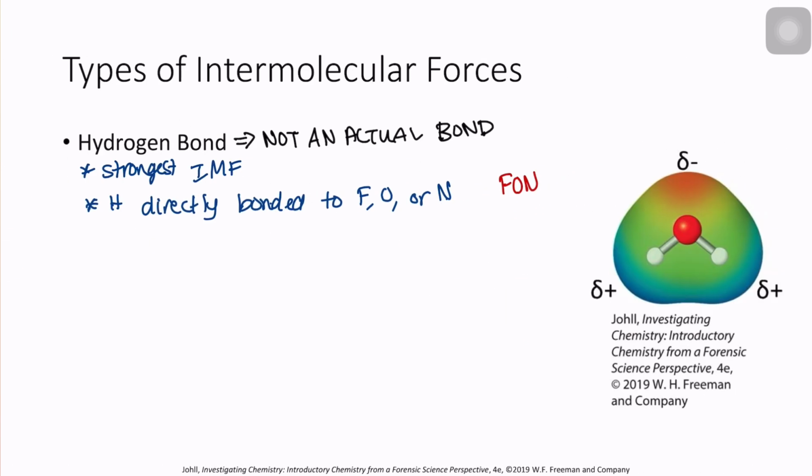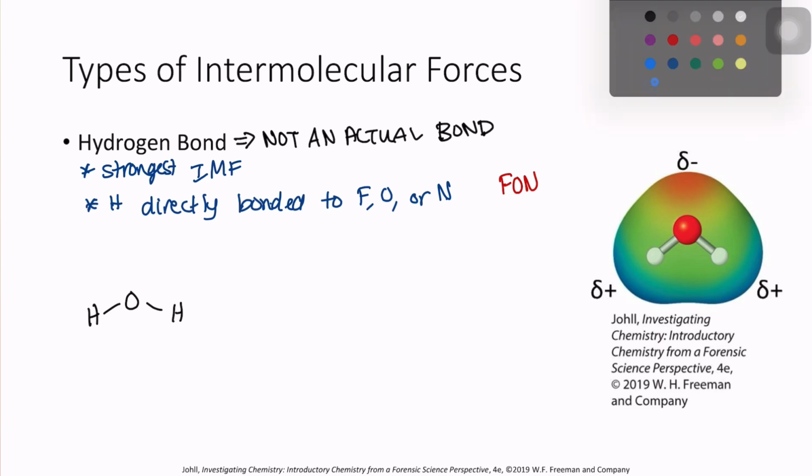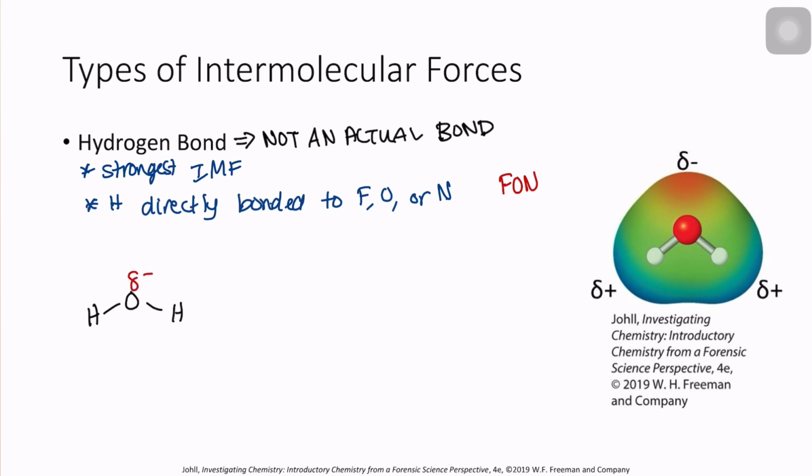Water is a great example of a molecule that has hydrogen bonding because you have a hydrogen directly bonded to the oxygen. So that means the partially negative side of my oxygen is going to be even more partially negative compared to that of a polar molecule. And the hydrogen is going to be even more partially positive.